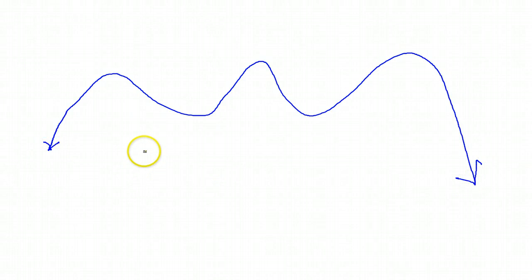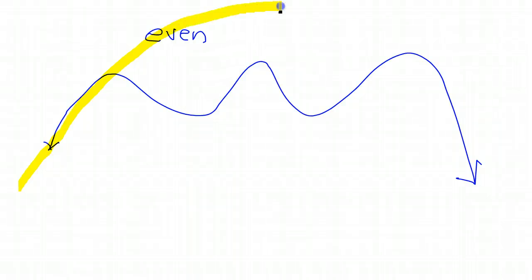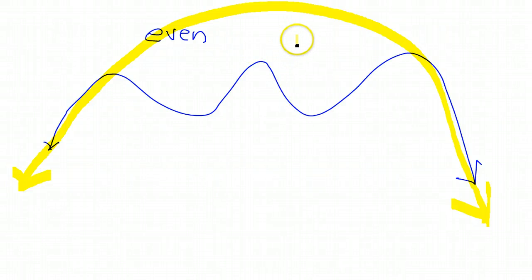Is this even degree or odd degree? I'm hoping you said that this is even degree. See how both arms are reaching in the same direction? That only happens with even degree, because that's how a parabola works. If I drew a big old parabola over this, you would have the same end behavior. So a parabola is even, so this must be even.